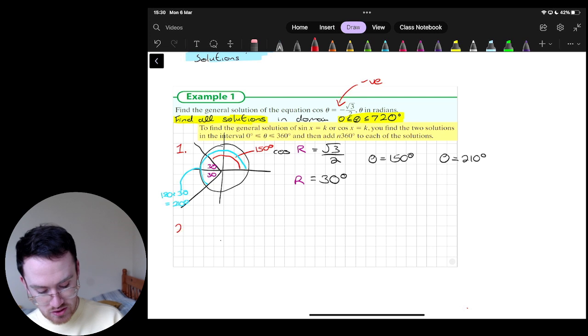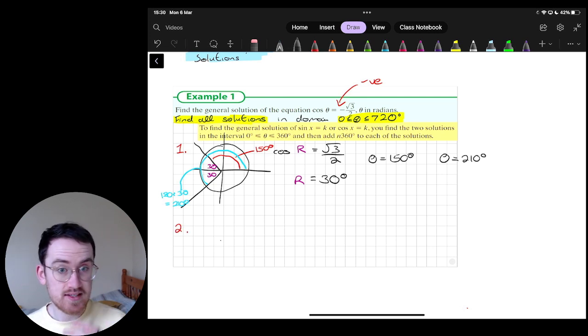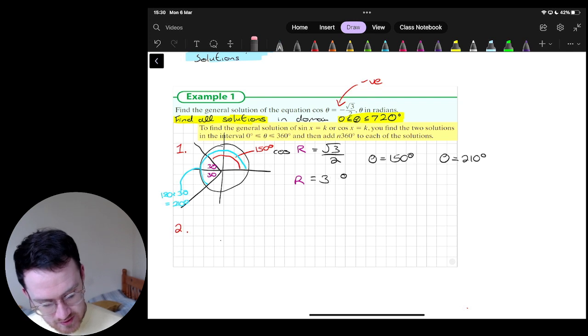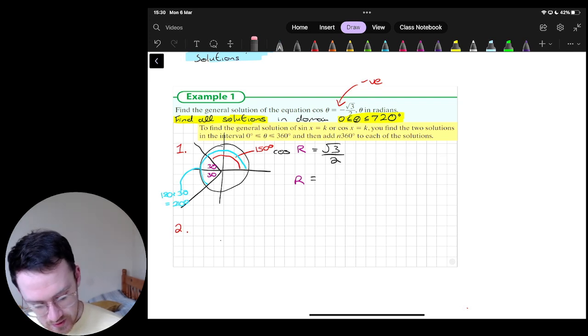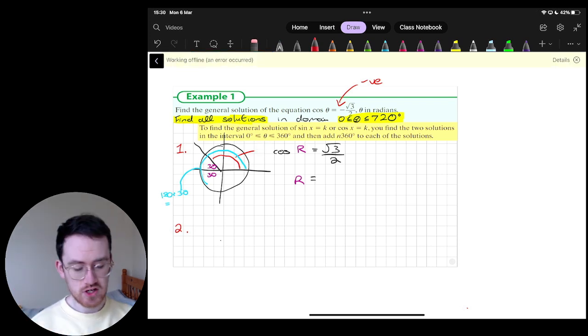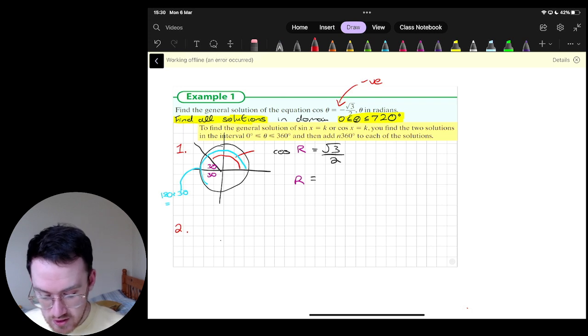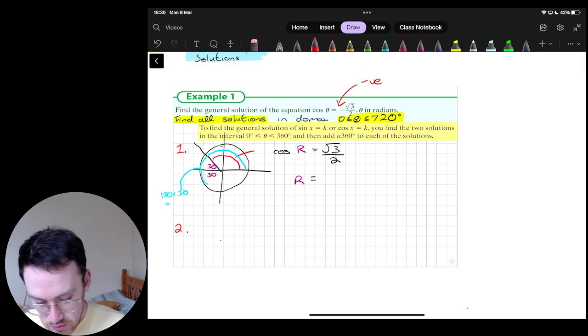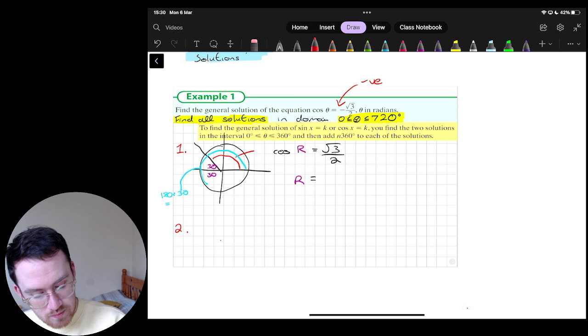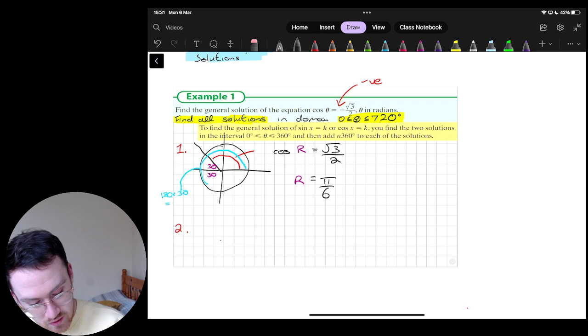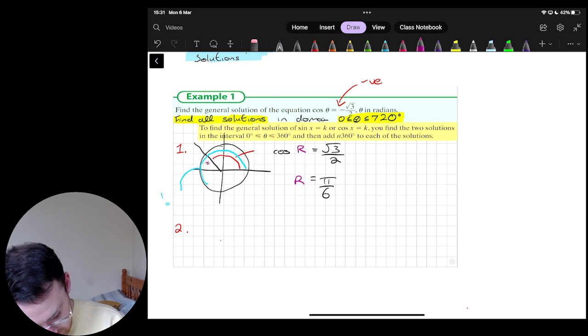Next, to find the general solution, we're asked to find theta in radians. So let's go through that again. Okay, same idea, but we'll just give it another go. So we need to go back to finding the cos inverse, so making sure my calculator is in radians, and this is why it's important to read the question. So that gives me a value of pi over 6. Okay, so my reference angle here, at these two values, is going to be pi over 6.